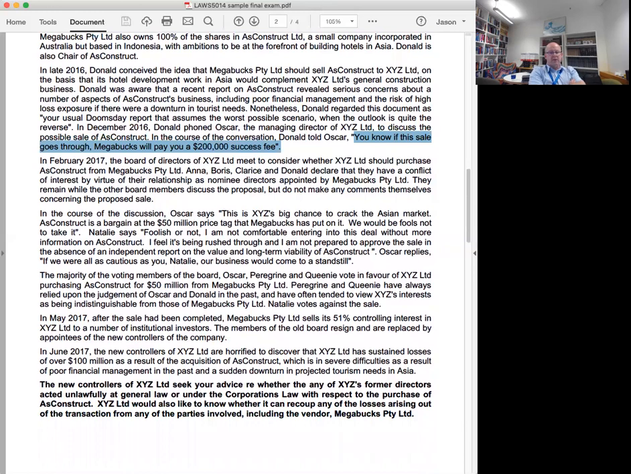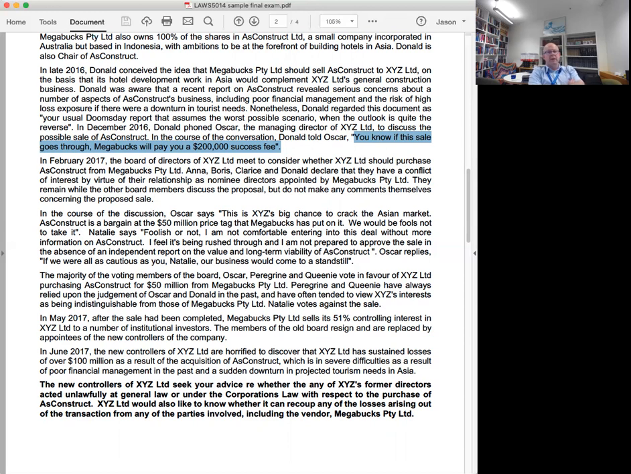XYZ would also like to know whether it could recoup any of the losses out of the transaction from any of the parties involved. Well, that's really the duty of care issue. So has it suffered a loss? It suffered a loss because of the breaches of duty. And again, applying PBS and Wheeler here would be really helpful. So would the vote have been any different if they'd fully disclosed everything? Maybe it would have. Maybe it wouldn't have.